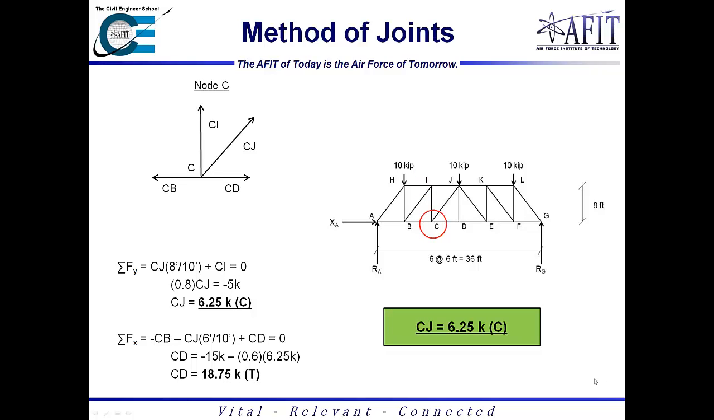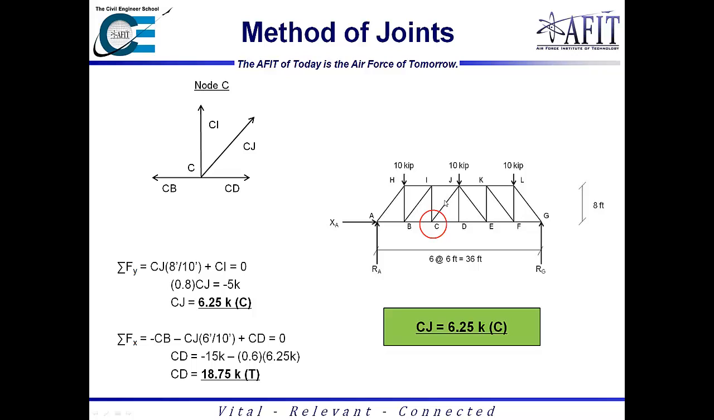So working through all of the nodes, we finally get to node C, which includes the member that we're trying to find in the first place, CJ. Looking at this free body diagram, we notice that CI and CJ are the only forces in the y direction. Using the positive sign convention, we have CJ times 0.8 plus CI acting outwards. Looking at that, you automatically know that CJ has to be in compression to balance out this force and allow the forces in the y direction to equal 0. So CJ equals 6.25 kips compression, which if you remember, BI over here was also 6.25 kips in compression.